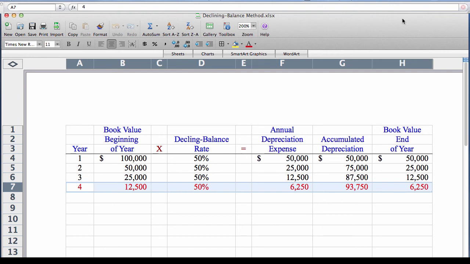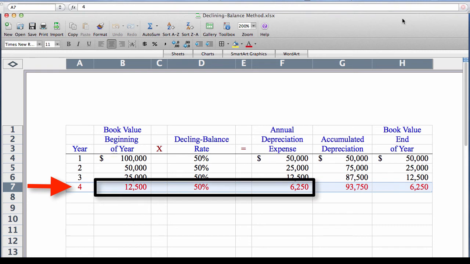You will notice that I have year four in red. This is because I have calculated the depreciation incorrectly. I have done this so that you can more easily see the correct calculation of depreciation when it is performed. In year four, we will start with the book value at the beginning of the year. This is $12,500. If we multiply this by 50%, this will result in an annual depreciation expense of $6,250. This is too much depreciation.